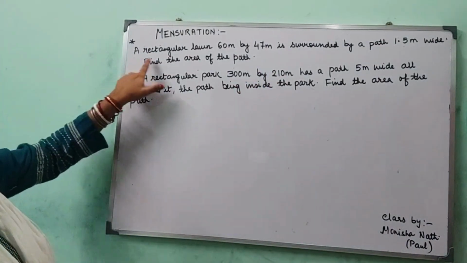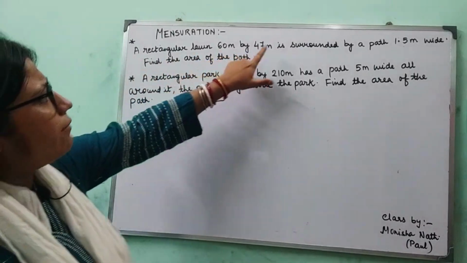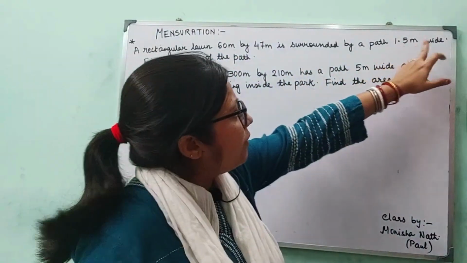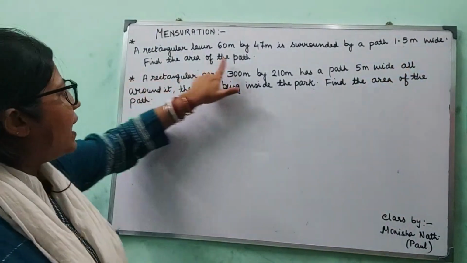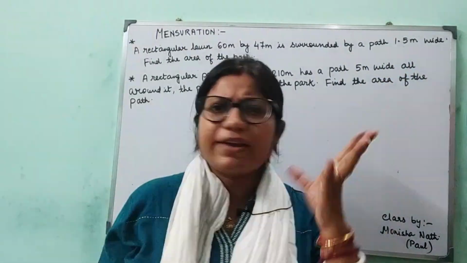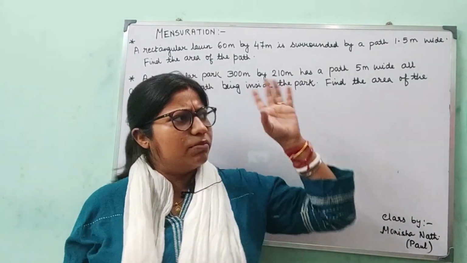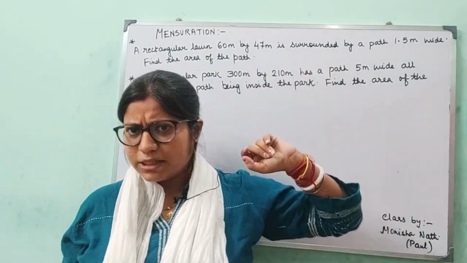So the first problem is: a rectangular lawn 60 meter by 47 meter is surrounded by a path which is 1.5 meter wide. Find the area of the path. So a very common problem. As soon as you read this problem, you must have recollected your memories where you have done this problem.